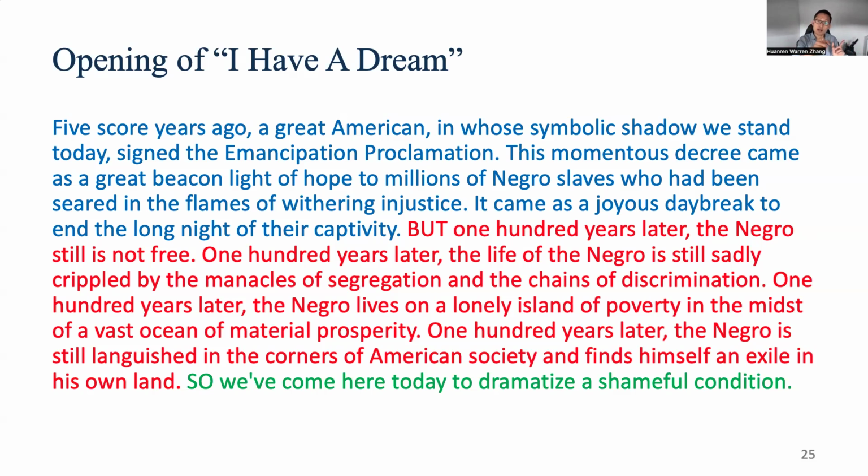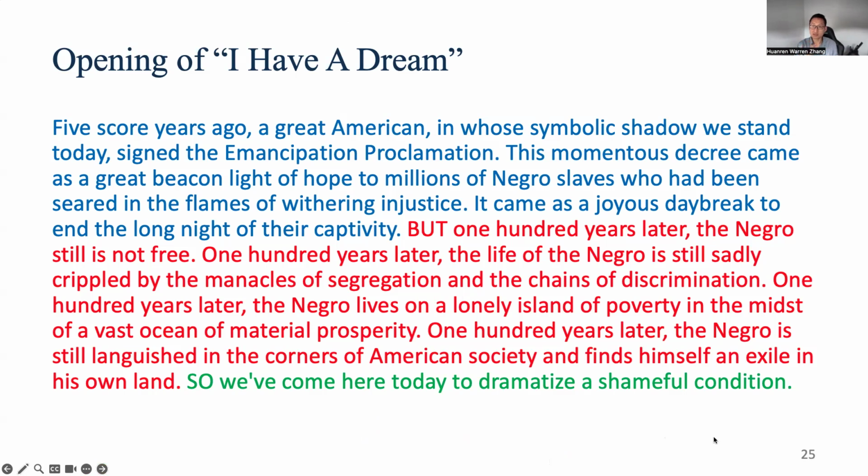"But 100 years later, the Negro still is not free. 100 years later, the life of the Negro is still sadly crippled by the manacles of segregation and the chains of discrimination. 100 years later, the Negro lives on a lonely island of poverty in the midst of a vast ocean of material prosperity," and so on and so forth. So here is the problem you have to solve. And then, therefore, we've come here today to dramatize a shameful condition, so that calls for our collective action.